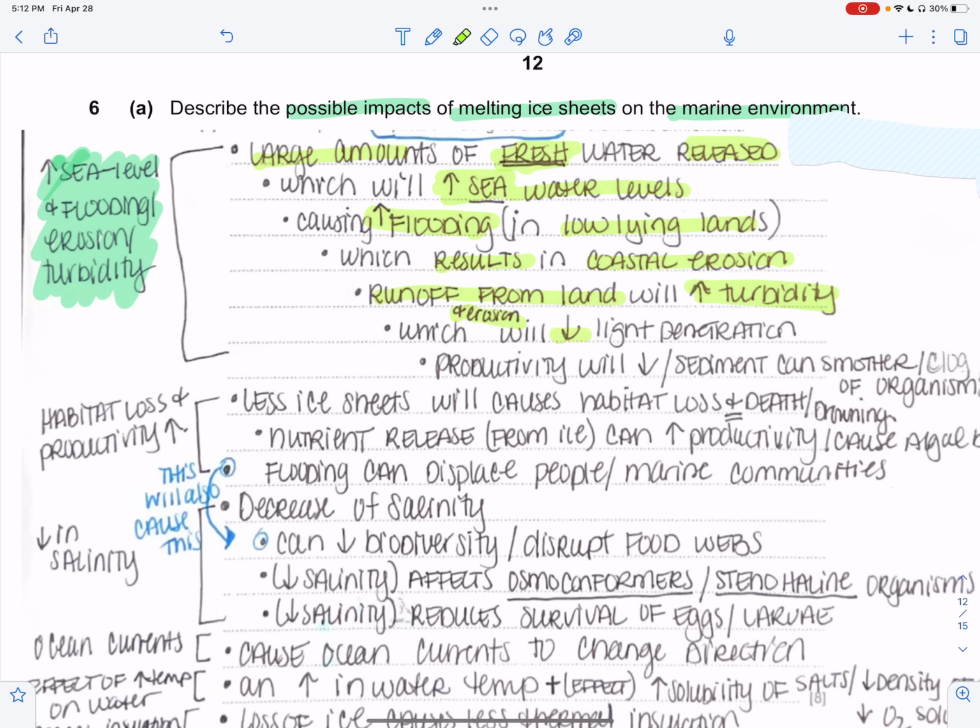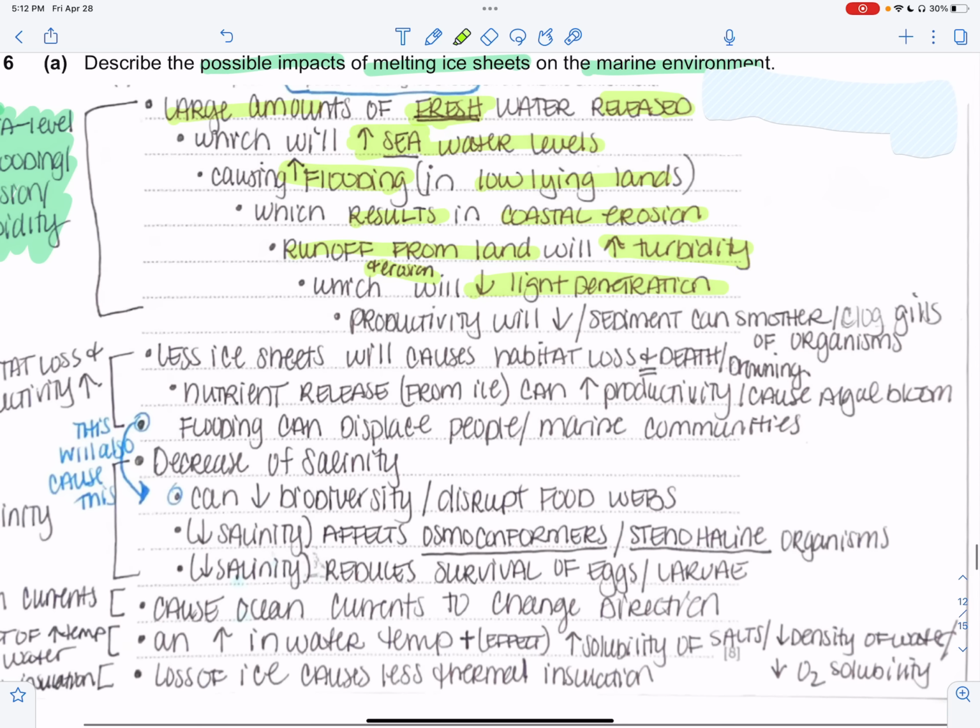And the turbidity will decrease light penetration. And because the light penetration is going to be blocked, the productivity will go down. So the rate of organic material synthesis, the rate of photosynthesis, the rate of organic material production. The sediment can smother or clog gills. It can smother organisms. It can settle on coral polyps. And yeah, clog the gills of fish, and they won't be able to breathe.